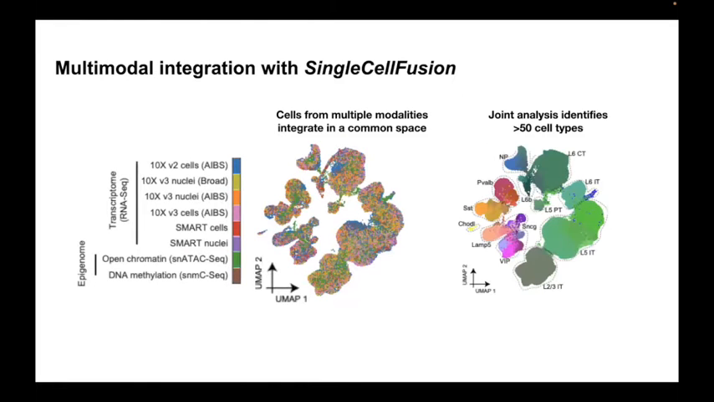This is just, again, I want to breeze through this. This is just a low dimensional embedding. In this case, it's a UMAP embedding, showing each of the 600,000 cells colored by the modality that it came from or by the cell type. And this is just showing that we can integrate all of the cells into a joint space.